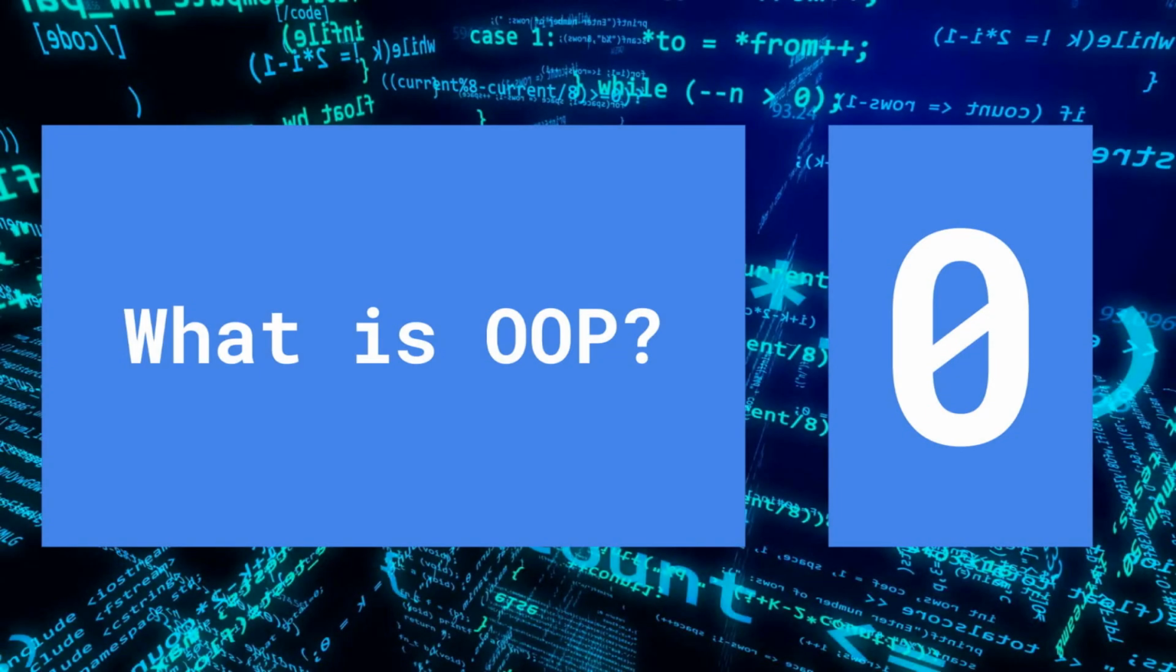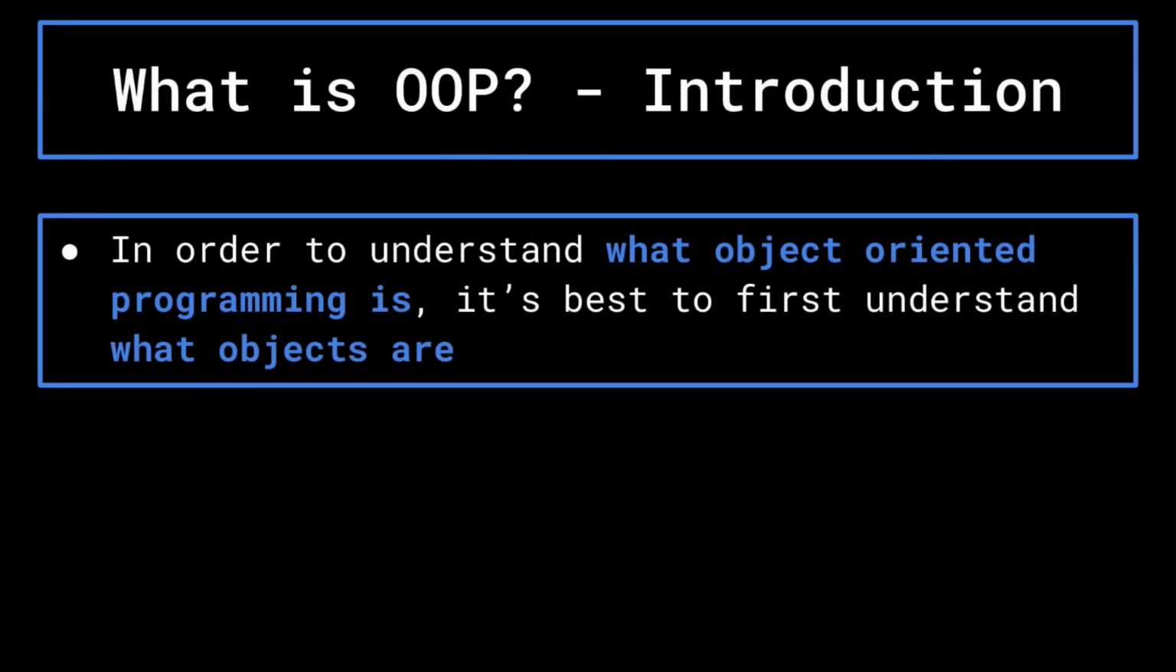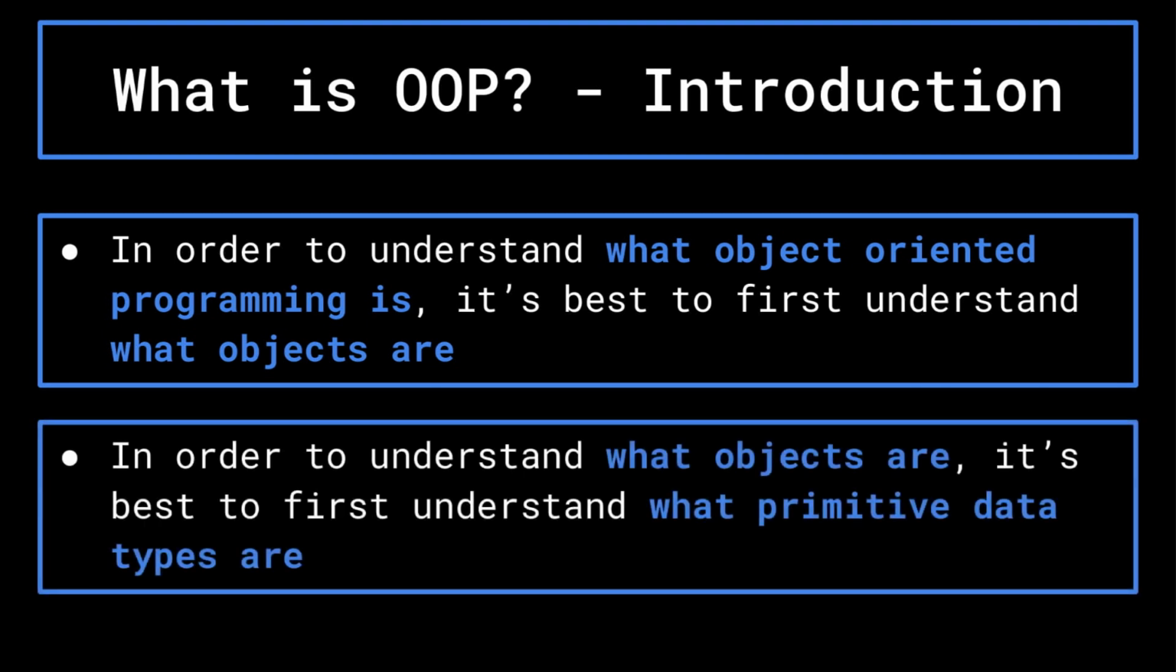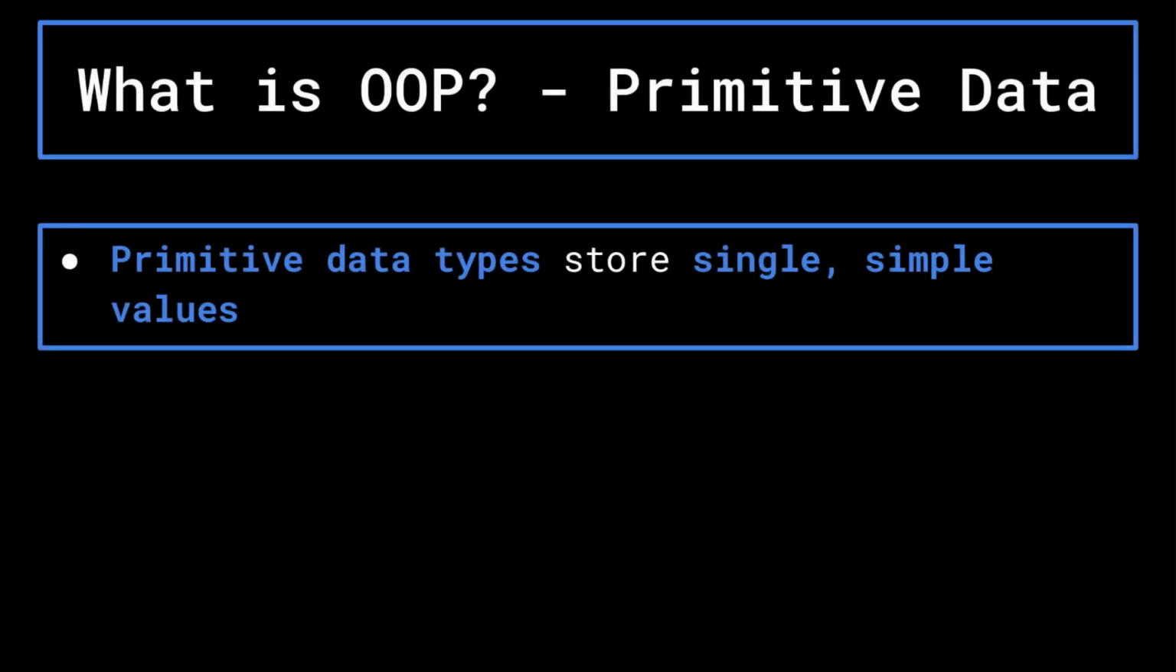In this first section, we will be going over what object-oriented programming actually is. In order to understand what object-oriented programming is, it's best to first understand what objects are. And in order to do that, it's best to first understand what primitive data types are. So let's start there. Primitive data types are exactly what they sound like. Variables that store single, simple values.